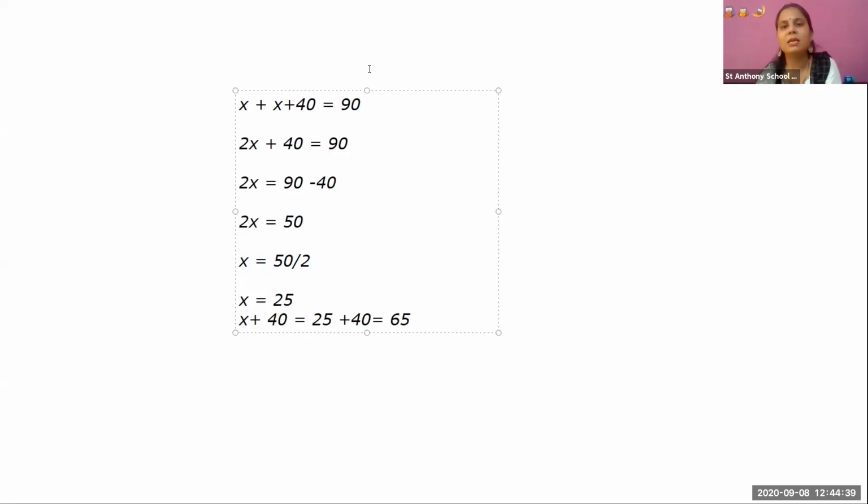Understood? Very easy sum, right? Very easy. x plus 40, 90. x plus x, 2x plus 40 is equal to 90. Then 2x is equal to 90.